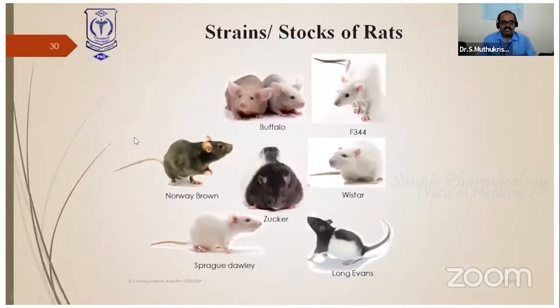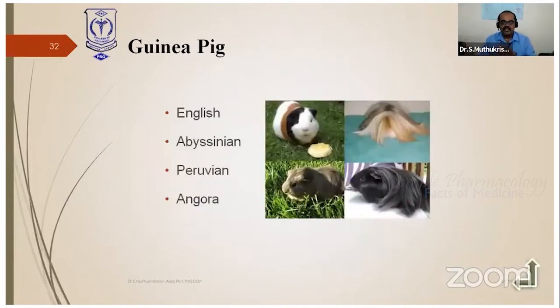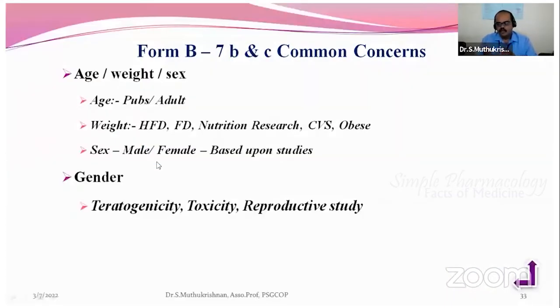Why I'm saying this: take species common name. If you say, sir, I'm going to use the rat, which rat? So many types of strains are available. If it is mice, also different strains are there. Rabbit, guinea pig, so many strains are available. So not only based upon literature survey, you have to choose based upon the available sources and the accommodation, the animal facilities. That is the first criterion. Next, age, weight, sex. These are the three things, including gender also.